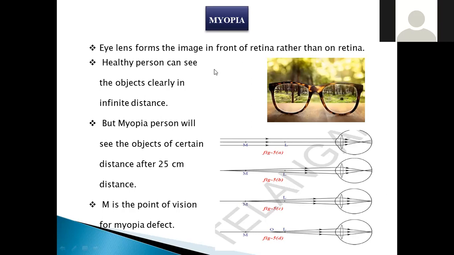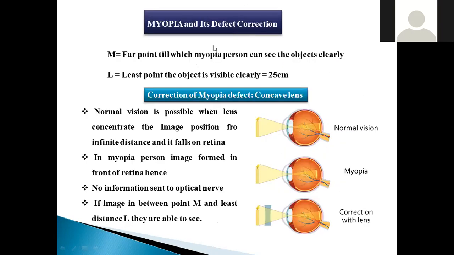So this kind of defect is known as myopia, short-sightedness, nearsightedness. M is the point of vision defect which is present in myopia. M is the far point till which a myopia person is able to see the objects very clearly. So that is the maximum point. After this M point, the object is not visible to them. L is called the least point of the object visible clearly. So there is a minimum distance called the L point, and the maximum distance is called the M point.